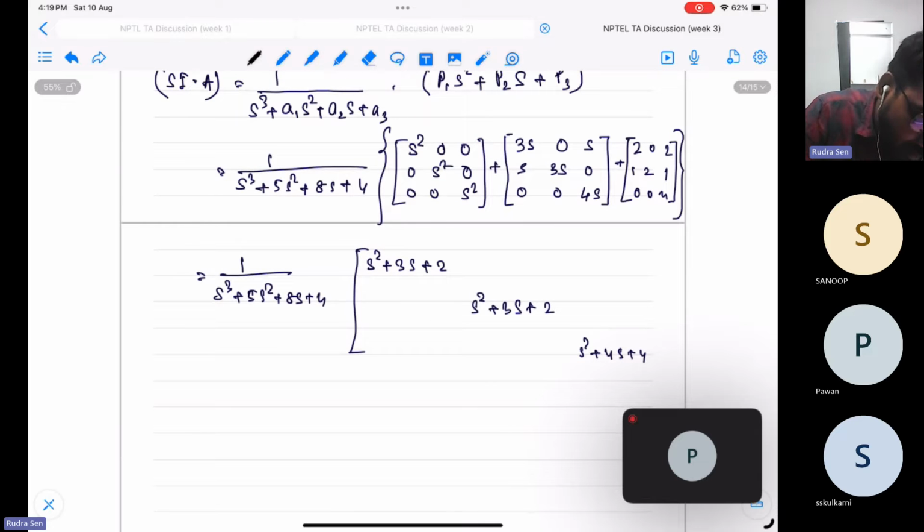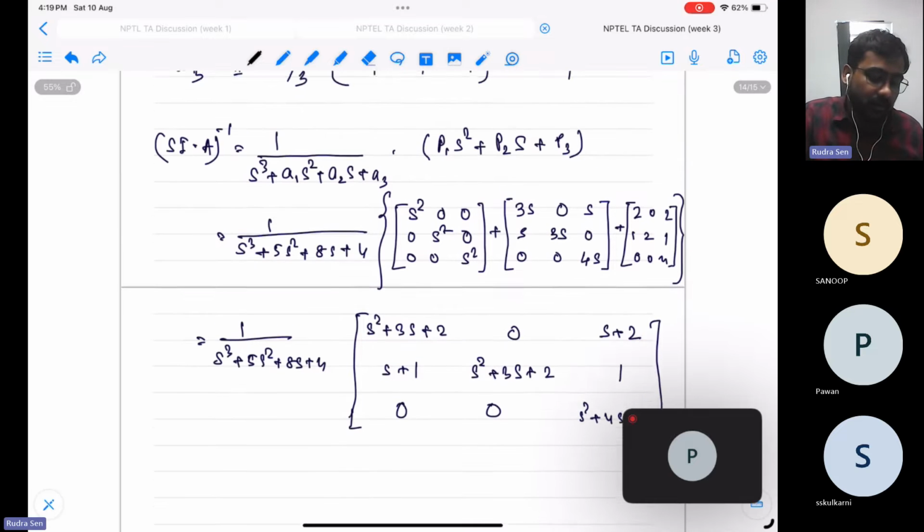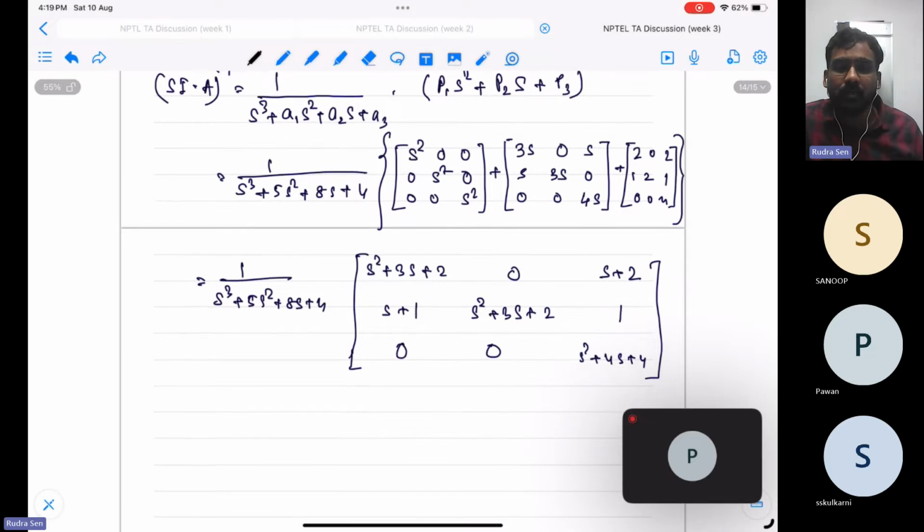Now here is 0. Here is S plus 2. Here is S plus 1. Here is 1, 0, 0. So this is the SI minus A inverse.